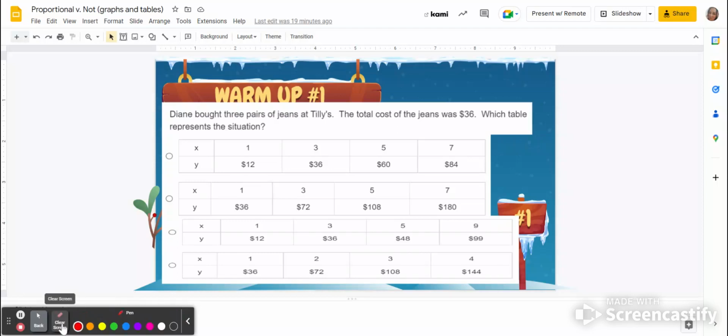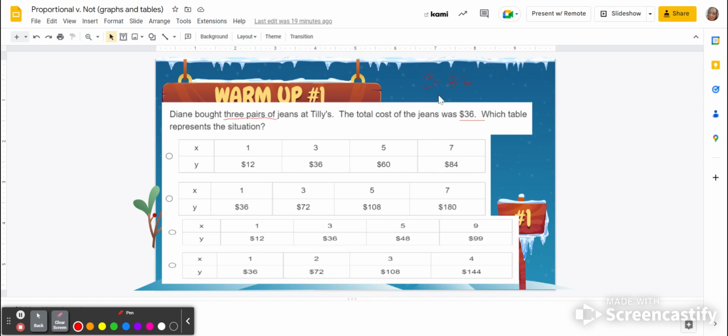All right, so let's take a look at one of the highly missed warm-up problems that you guys had. It says Diane bought 3 pairs of jeans at Tilly's. Now remember, I always told you guys to write it. She bought 3 pairs of jeans at Tilly's. The total cost of those jeans were $36. So her ratio is 3 for 36. Which table represents the solution?